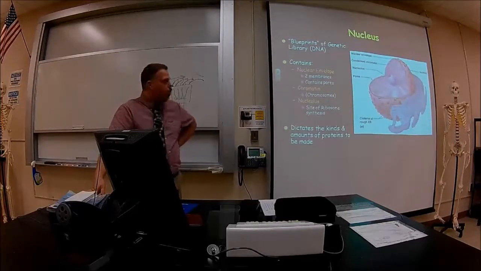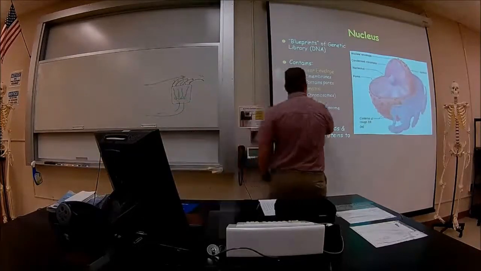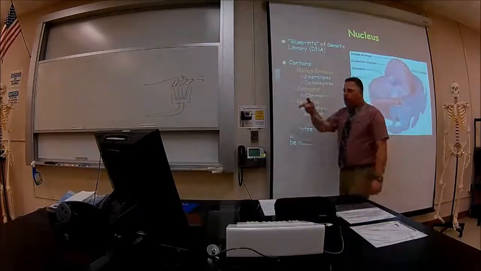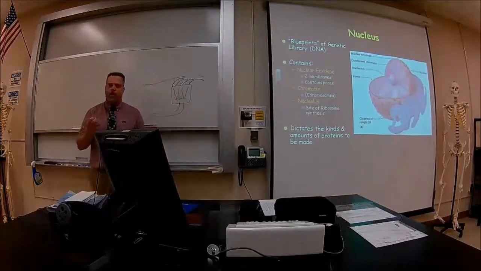Question. There's something called chromatid. Isn't that just an arm of the chromosome? Yep, and I'm going to show you that. Yep, it's part of a chromosome. And we'll talk about that when we actually get into what DNA, genetic material, looks like.